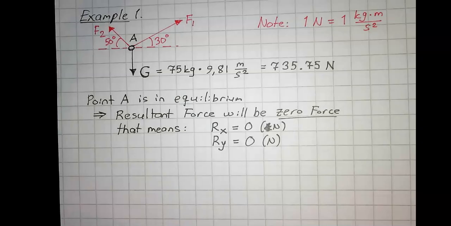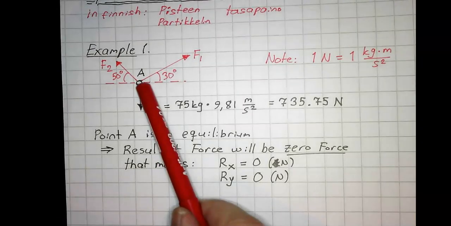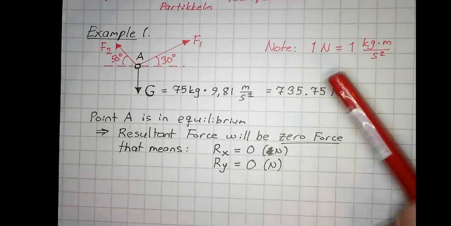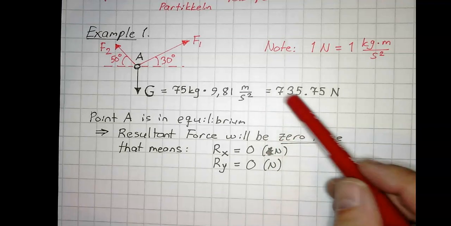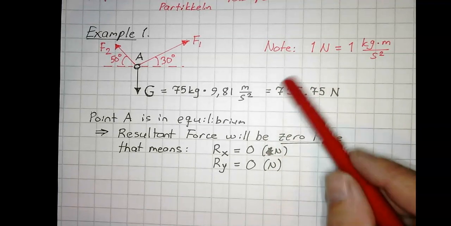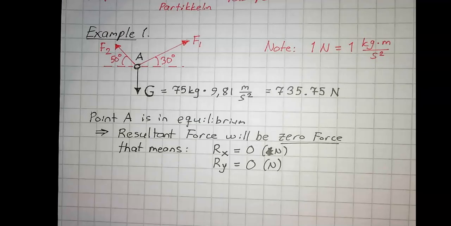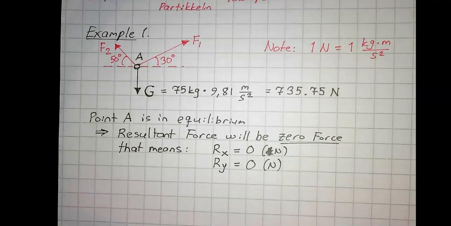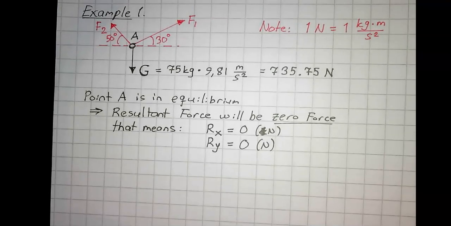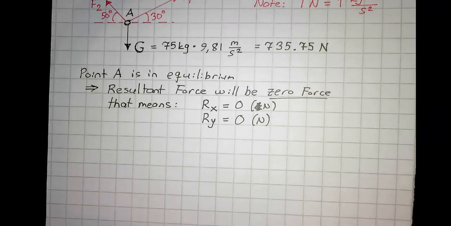And we know that here we have this point A. We know that the weight of that box was 75 kilograms, and then we calculated the value of the force or the weight of that box. It was approximately 735 newtons. And then we started to solve this problem, and we knew that this point A is in equilibrium, so the resultant force will be 0 force.